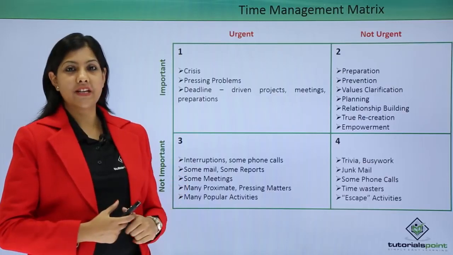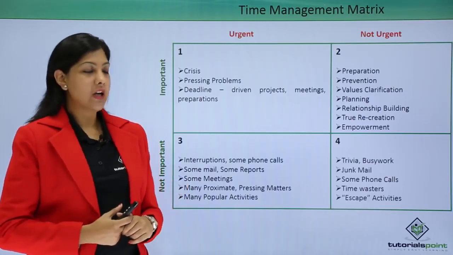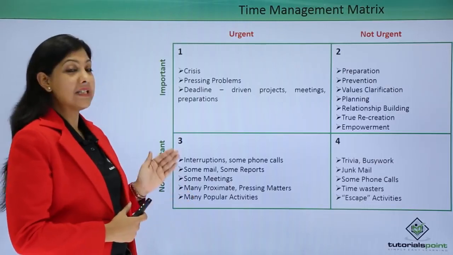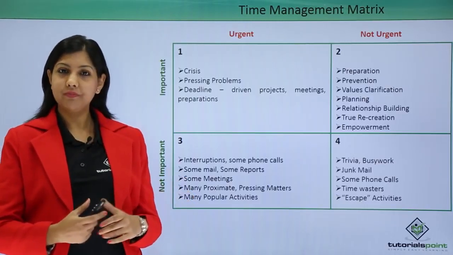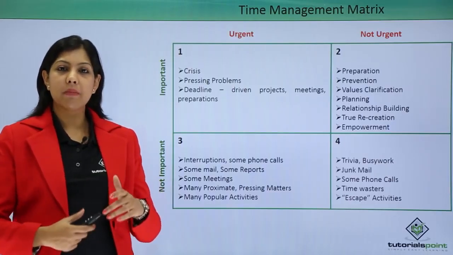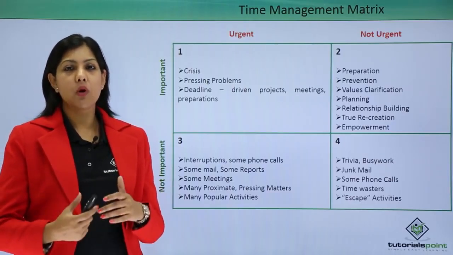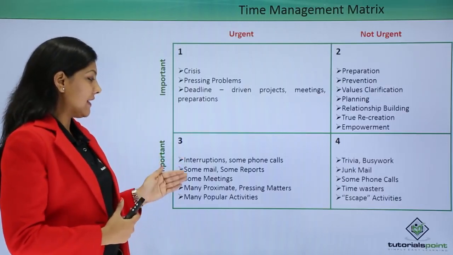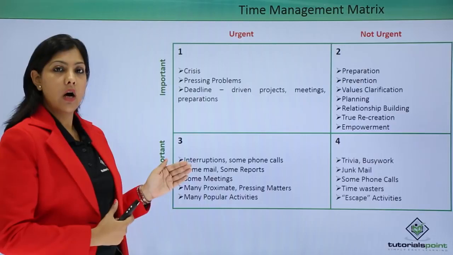Quadrant 2 is very, very essential and important to be in. Now, quadrant 3 is not important, but it is urgent for some people. While you are at your desk working, you might get some interruptions, some important mails to send, some important phone call which comes in your way. Well, these are things that we want to avoid.